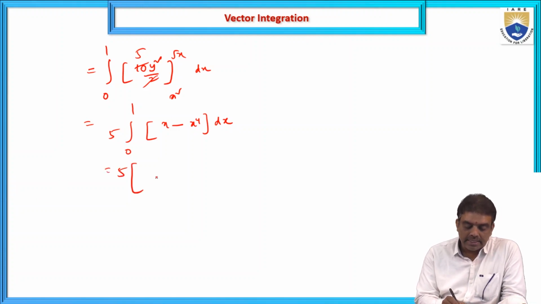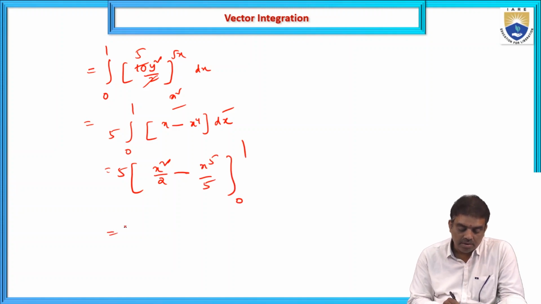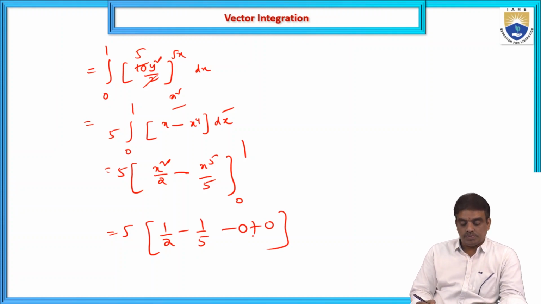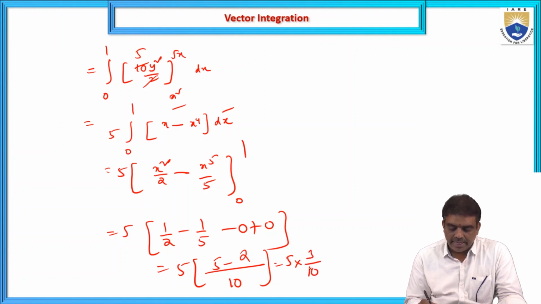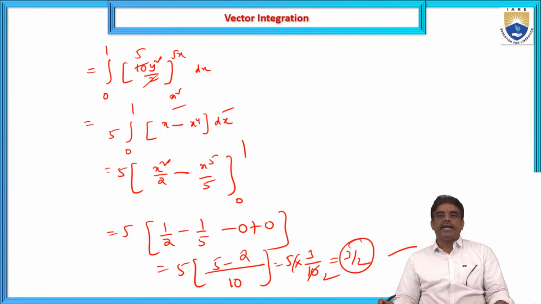Now what is the integration of x dx? The value is x square by 2, and for x power 4, it is x power 5 by 5, between 0 and 1. So 5 into (1 by 2 minus 1 by 5) minus 0 minus 0, since both lower limits are 0. So that is 5 into, what is the LCM? 10. So 5 into 3 by 10, which is 3 by 2. The required solution is 3 by 2.